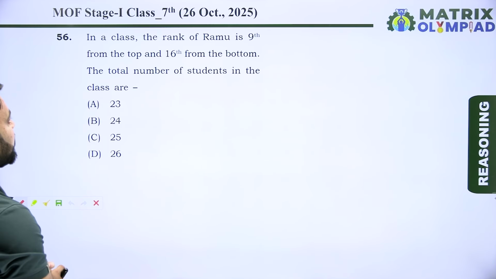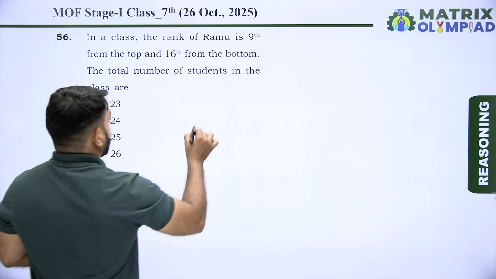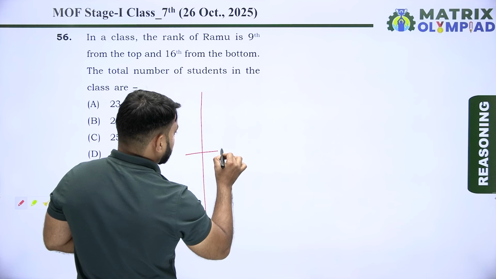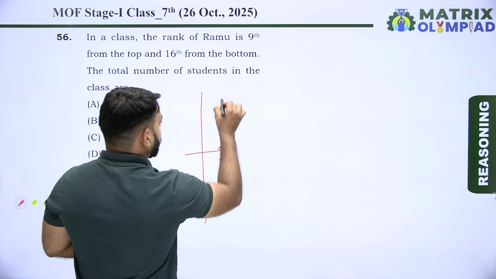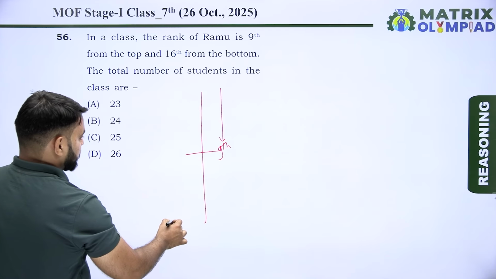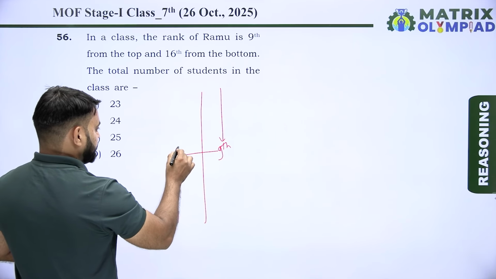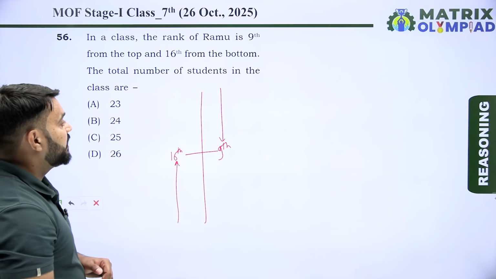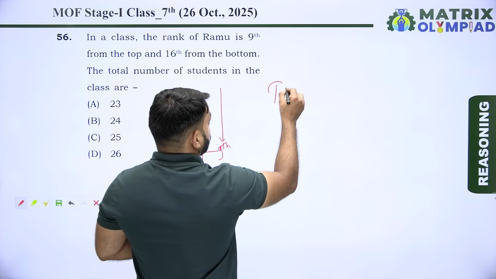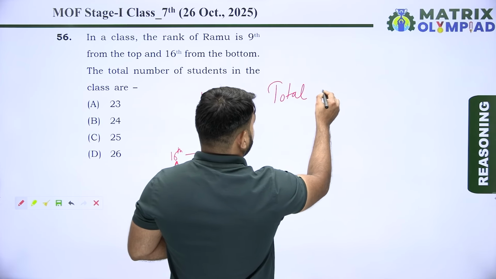In a class, the rank of Ramu is 9th from the top and 16th from the bottom. The total number of students in the class is? So in a class, the rank of Ramu is 9th from the top, and the rank of Ramu is 16th from the bottom. Now find the total number of students in this class.